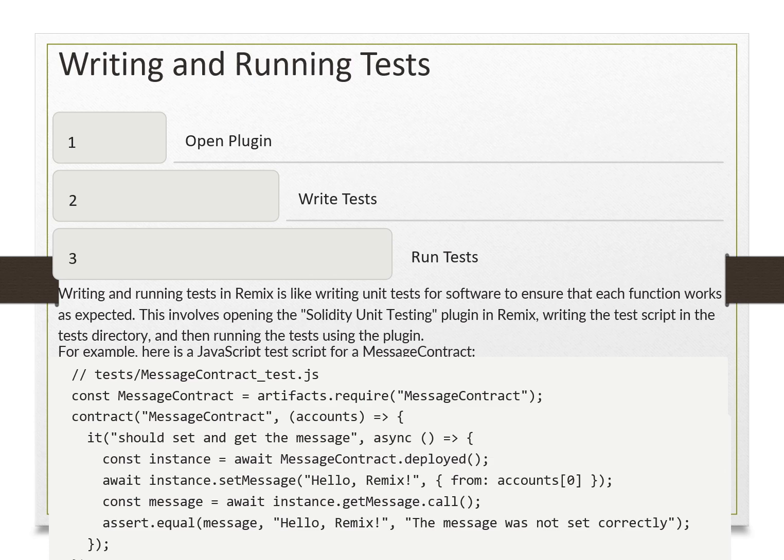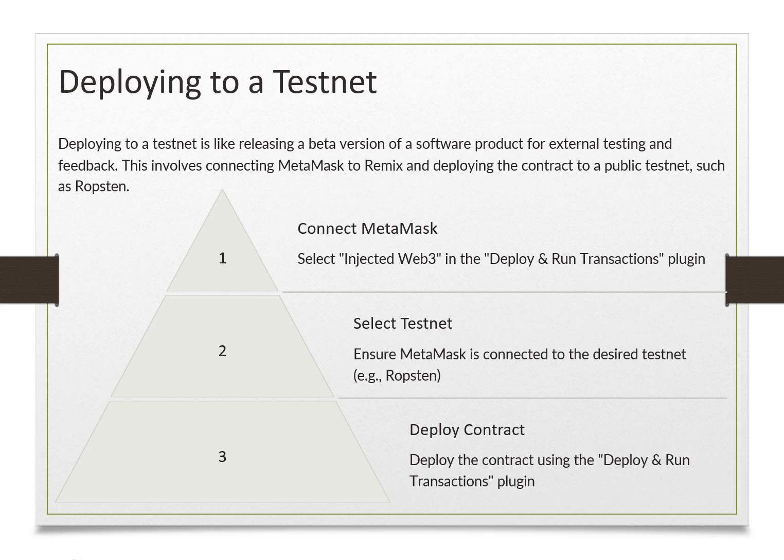Before deploying your smart contract to the main Ethereum network, it's a good idea to deploy it on a testnet like Ropsten. Here are the steps to deploy it on Ropsten. First, connect MetaMask to Remix and select Injected Web3 in the Deploy and Run Transactions plugin. Ensure MetaMask is connected to the desired testnet such as Ropsten. Deploy your contract using the Deploy and Run Transactions plugin. This process is similar to releasing a beta version of software for external testing and feedback. Deploying to a testnet allows you to conduct thorough testing in a realistic environment before going live on the mainnet.